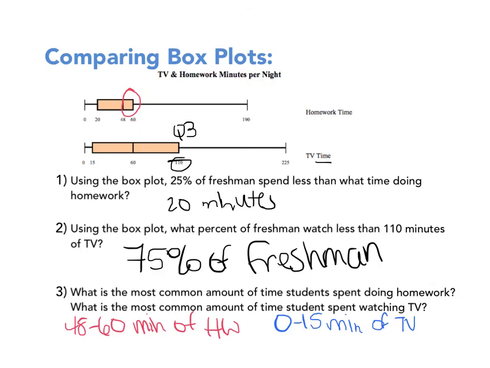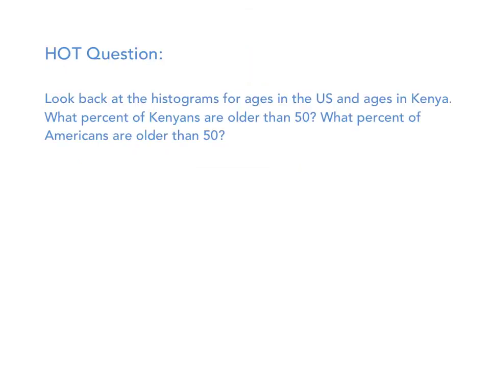So your hot question is to look back at the histograms for ages in the U.S. and ages in Kenya. What percent of Kenyans are older than 50? And what percent of Americans are older than 50? I want you to answer those two questions. Put them in your hot question doc. Be ready to do some work with this tomorrow.